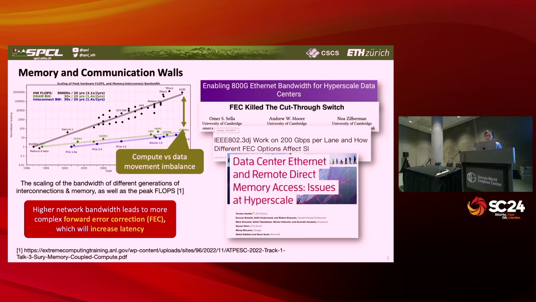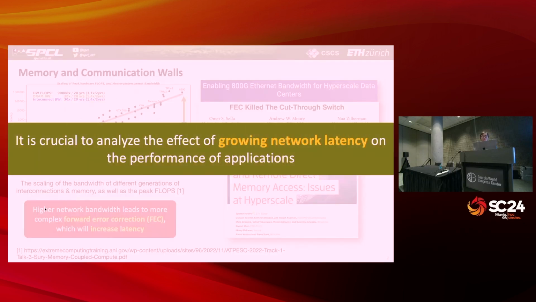Using these more complicated error corrections will in turn increase the network latency, in some cases by microseconds per packet. Therefore, it is crucial for network engineers to understand whether the performance of HPC applications will be impacted by the new upcoming network standards.